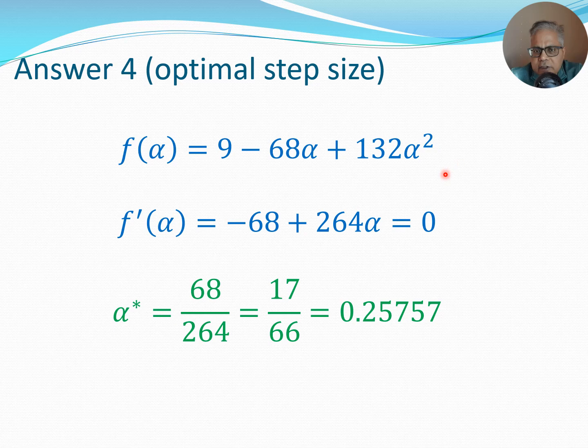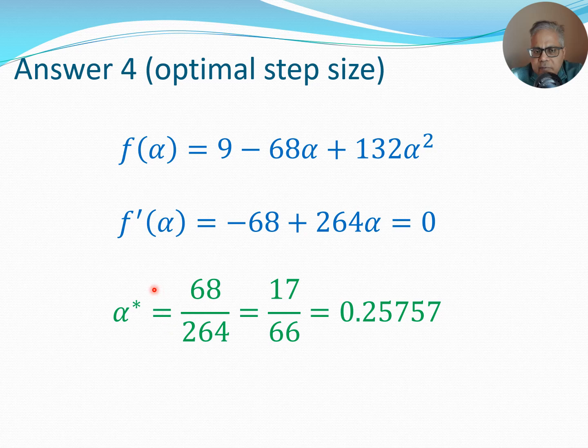Again, the function was obtained previously in the last question, and then what I simply have to do to find the minimum point of this function is take f dash and set it to 0. So that's what we have done here, and then I can solve for alpha star, and that gives me 0.25757, or 17 by 66. So this is the best possible value of the step size here, the optimal step size.